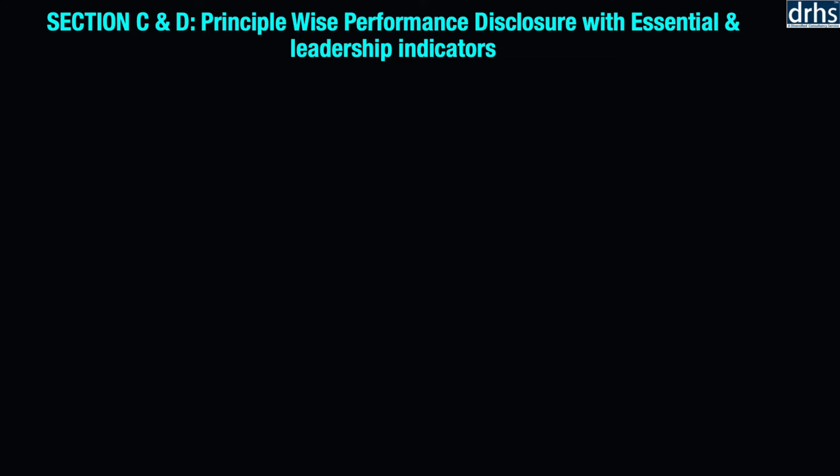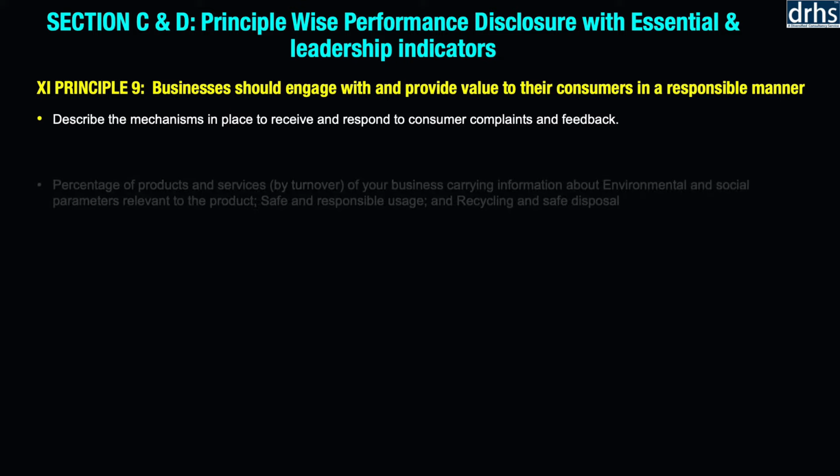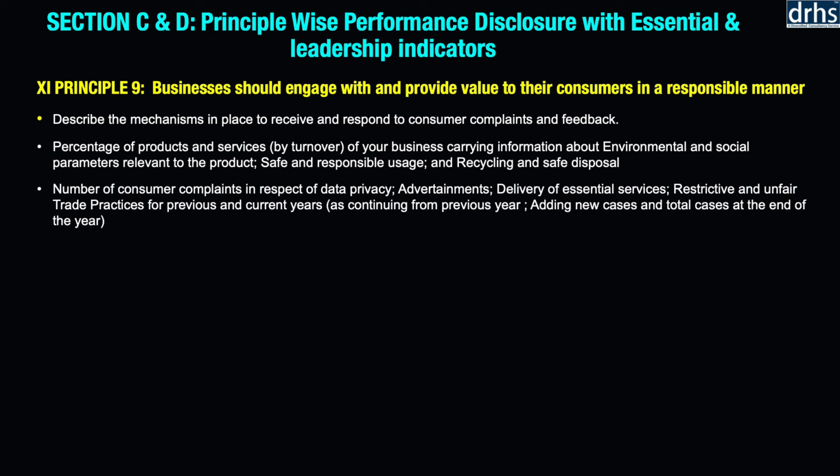Well, this slide exclusively relates to and discusses Principle 9, which highlights that business should engage with and provide value to their consumers in a responsible manner, making essential indicators concerned to seek information on mechanisms in place to receive and respond to consumer complaints and feedback. Proportion of products and services with environmental and social parameters relevant to the product, safe and responsible usage, recycling and safe disposal, and the number of consumer complaints received for data privacy, advertisement, delivery of essential services, restrictive and unfair trade practices for the previous and the current financial year.